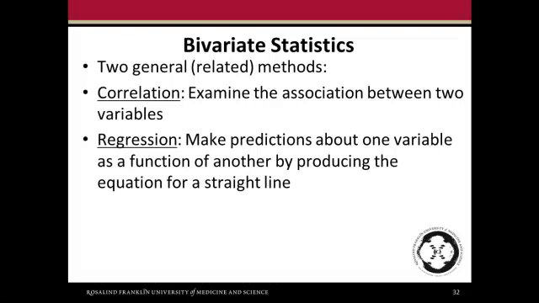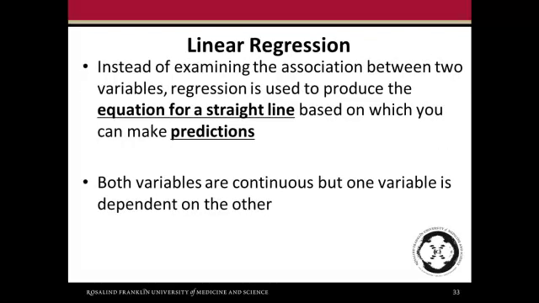So we're going to be making predictions about one variable as a function of the other by producing an equation for a straight line. So we're interested in a functional relationship and making predictions when we're using a regression. Instead of just examining the association between the two variables, regression is used to produce the equation for a straight line, and then you can actually make predictions.